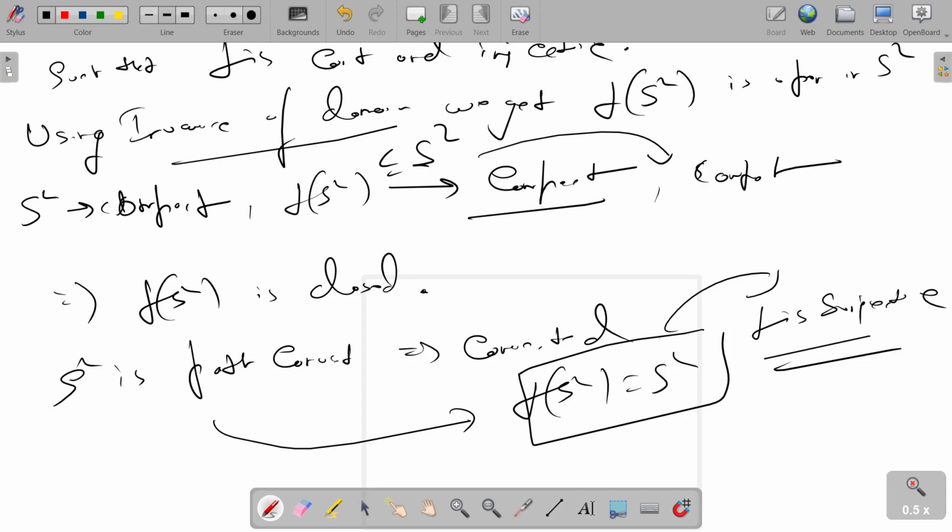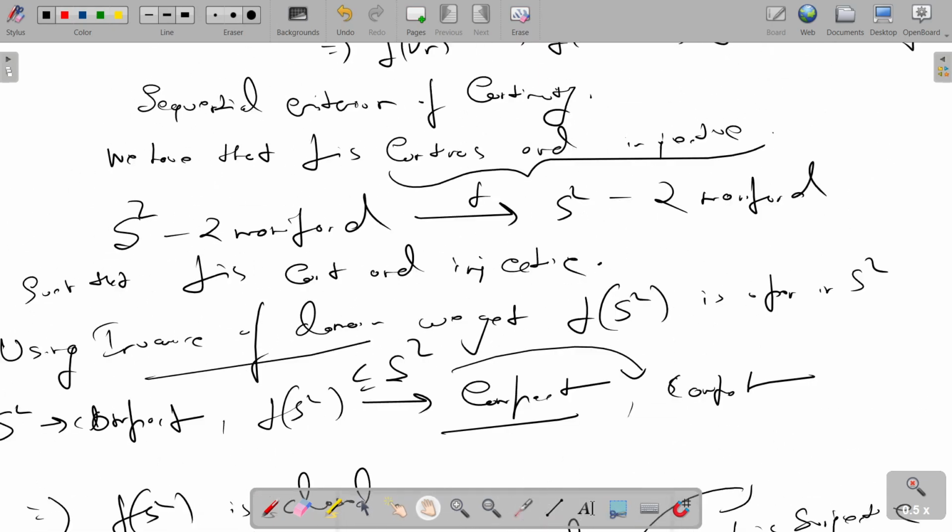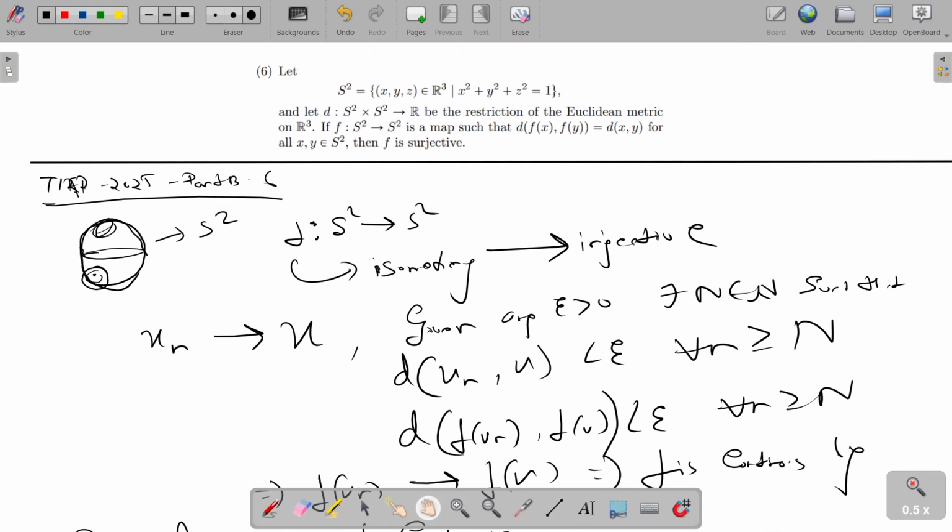Let me repeat this once again. Since S square is path connected, it is connected. Now, the image of f is both open and closed. Since it's a connected space, a set which is both open and closed will be the whole space. So f is surjective. So the statement is true. We have solved this. This is true.